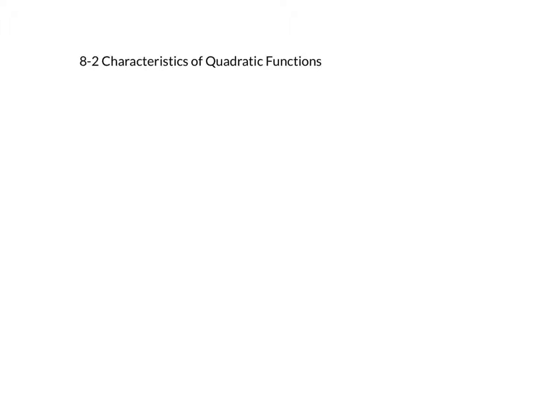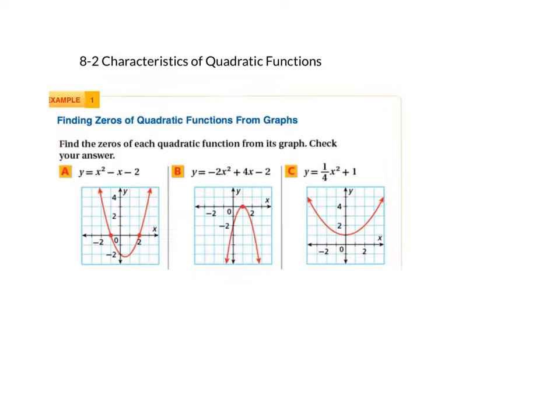We know that parabolas open up or down based on the a value. If it's up, the a was positive. If it's going to open down, the a was negative. We know about max and min. We can find the domain and the range. And so now we're going to focus on some characteristics of quadratic functions.